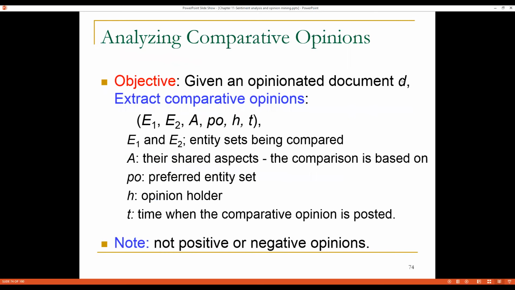So the objective is, given an opinionated document D, extract comparative opinions. And that's broken down to E1, E2, A, PO, H, and T. Where E1 and E2 are the entity sets being compared, A is their shared aspects, PO is a preferred entity, H is the holder, and T is the time.